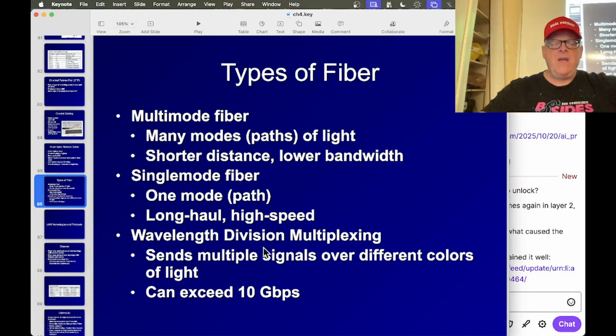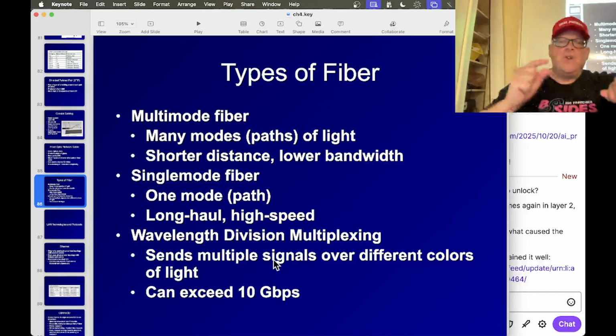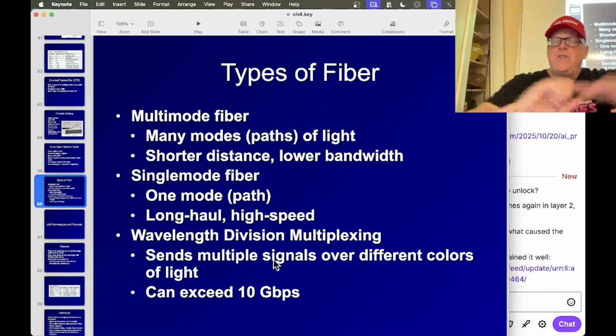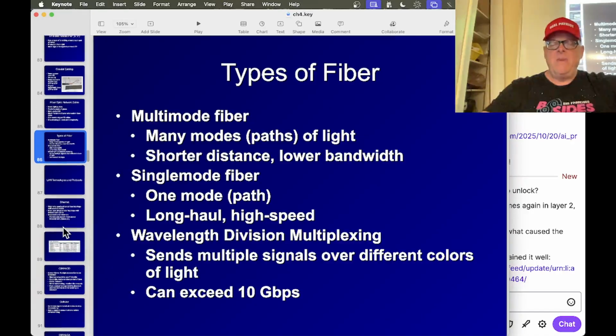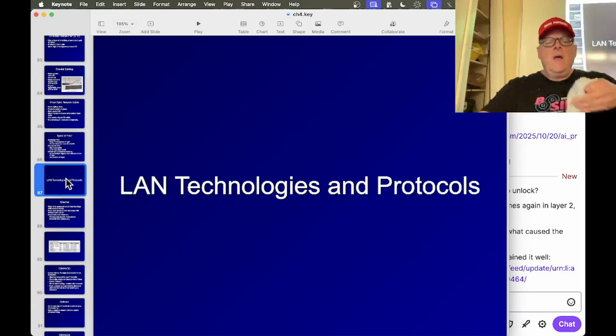Wavelength division multiplexing is used to send multiple signals over different colors of light. As long as the light doesn't get extremely bright, light does not interfere with other light in glass. So you can run many beams of light through the same glass at the same time, and they will not interfere with each other. So you can get a lot of data. I think the theoretical maximum is 100 terabits per second down one strand of fiber optics, if it's single mode.